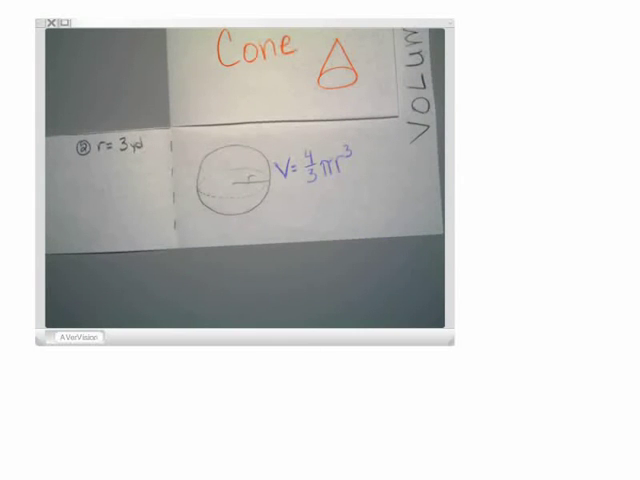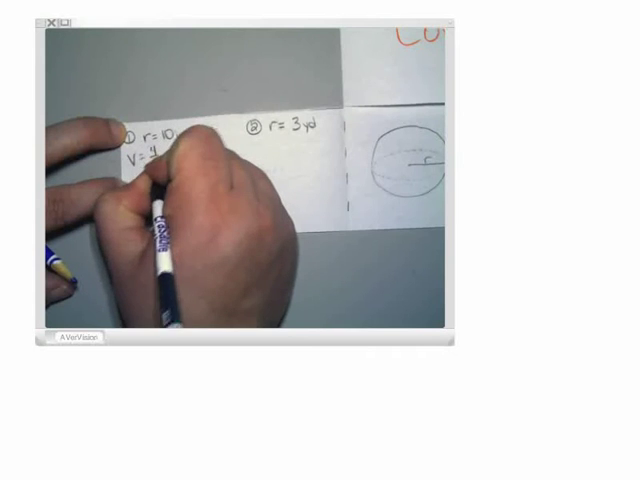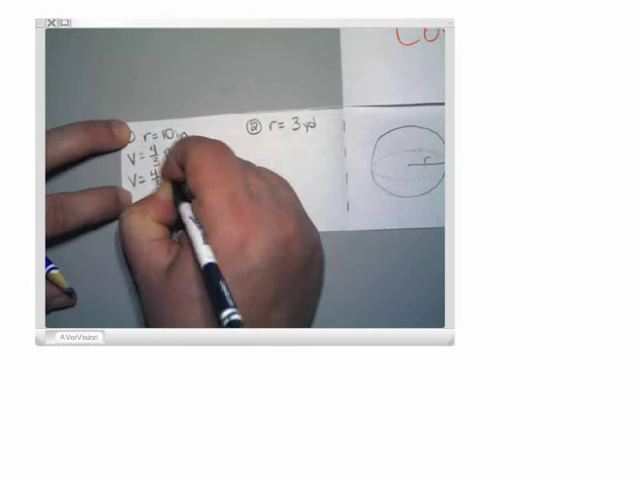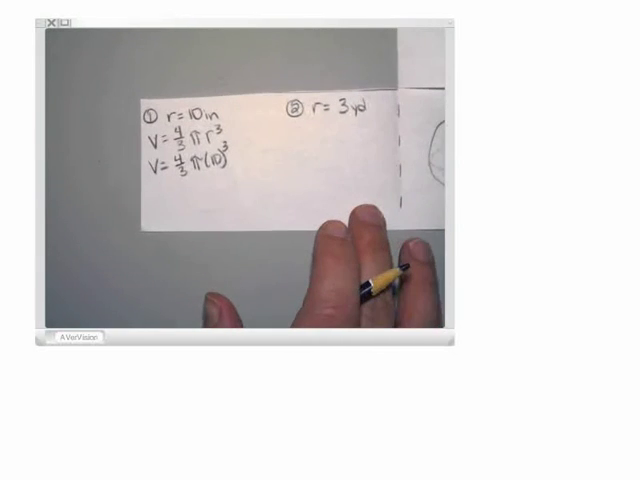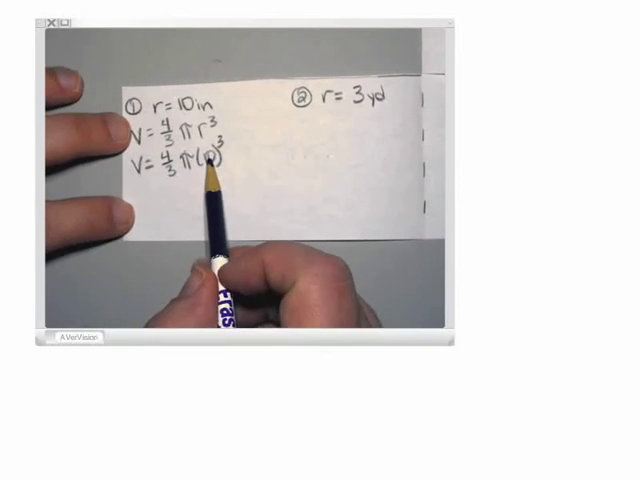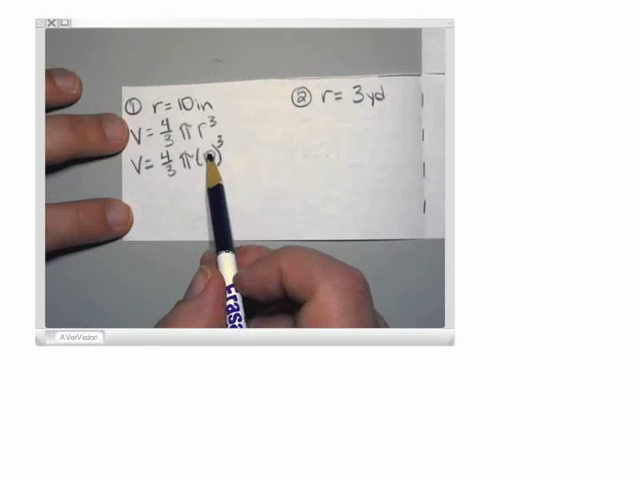All right, so let's go look at our examples. Number 1, the radius is 10 inches. So we're going to write our formula. 4/3 pi r cubed. We're going to write in our radius, and our radius is 10. Then we're going to follow order of operations to solve. So we have 10 cubed, which is 10 times 10 times 10. 10 times 10 is 100, times 10 is 1,000.